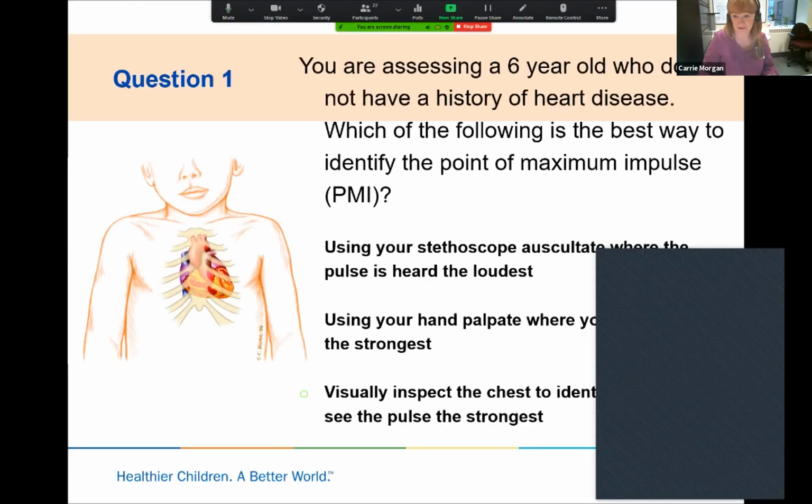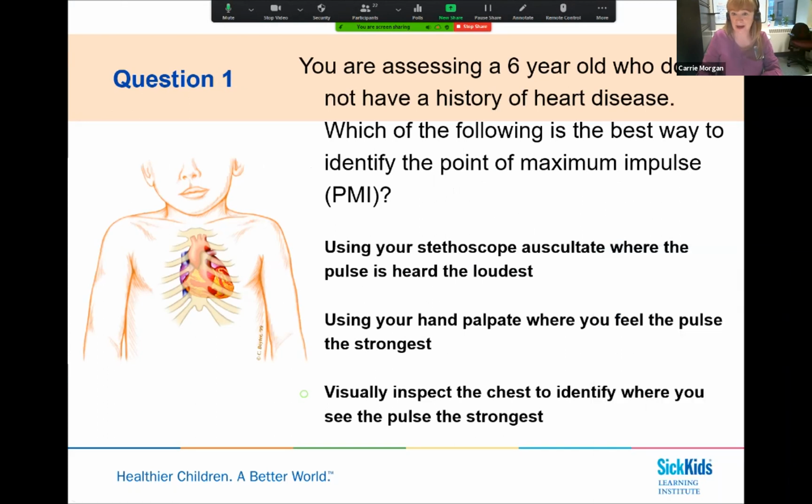Okay, so we had our first question. Looks like nobody has answered yet, so hopefully you can follow along and answer. Our first question again is identifying the point of maximum impulse, either using your stethoscope, your hand to palpate, or visually inspecting.